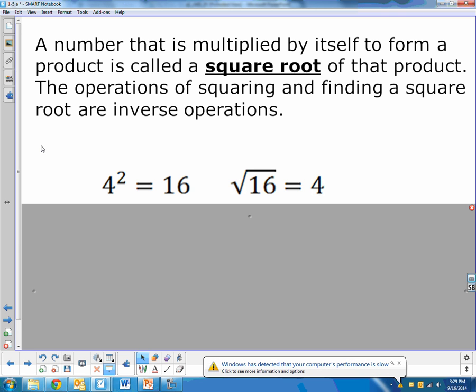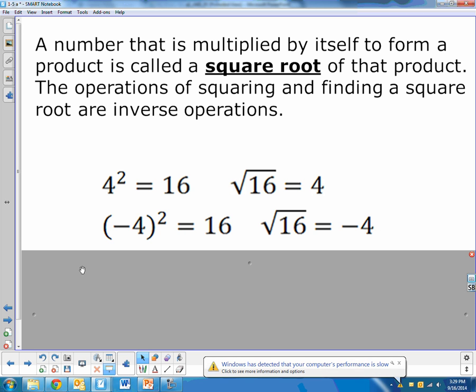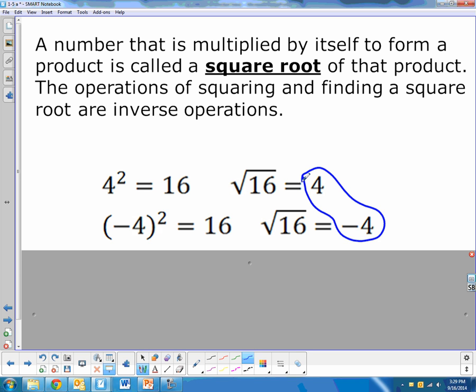Could you think of it? It ends up being that negative 4 times negative 4 also equals 16. So negative 4 squared equals 16. And since negative 4 times negative 4 equals 16, the square root of 16 also equals negative 4. There are 2 answers. In fact, with square roots, you will almost always have 2 answers.